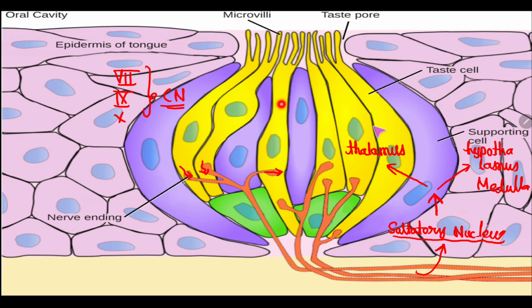From the thalamus, it can be projected to the further higher center of taste present in the cerebrum, by a third order neuron. From the hypothalamus and medulla, this is the region which will control salivation, or gagging, or vomiting, and that kind of satisfaction behavior or food behavior during eating.